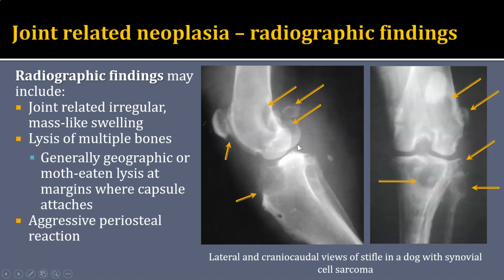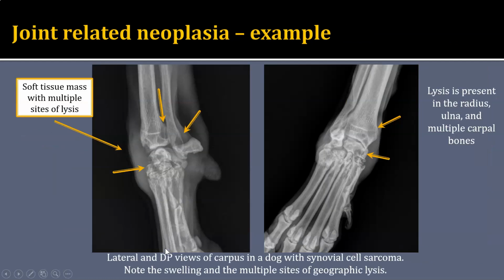And this is different from when we saw our erosive form of polyarthropathy or septic arthritis, where those were happening predominantly on the articular surfaces. And then we may see some aggressive periosteal reaction, so we could see some spiculated reaction, sometimes more benign or non-aggressive reactions as well. So this is a patient that has a synovial cell sarcoma affecting this stifle.